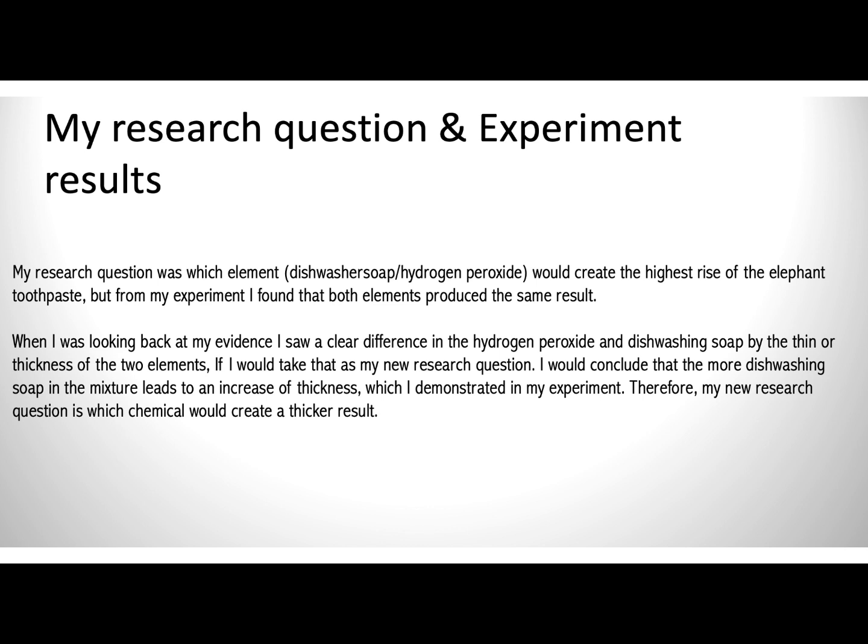When I was looking back at my evidence, I saw a clear difference between the hydrogen peroxide and dishwashing soap in the thinness or thickness of the two elements. If I were to take that as my new research question, I would conclude that more dishwashing soap in the mixture leads to an increase in thickness, which I demonstrated in my experiment. Therefore, my new research question is which chemical would create a thicker result.